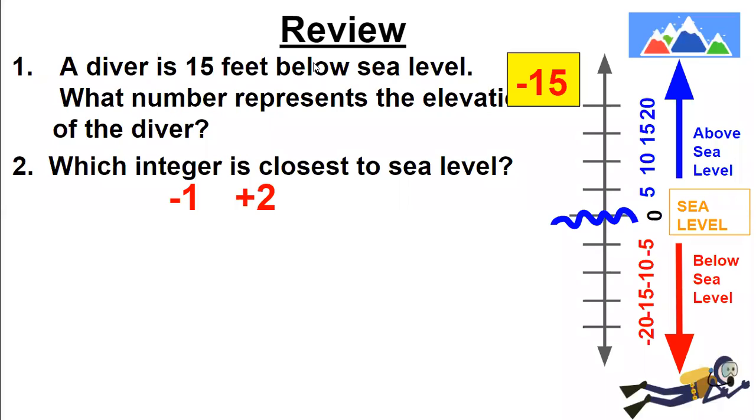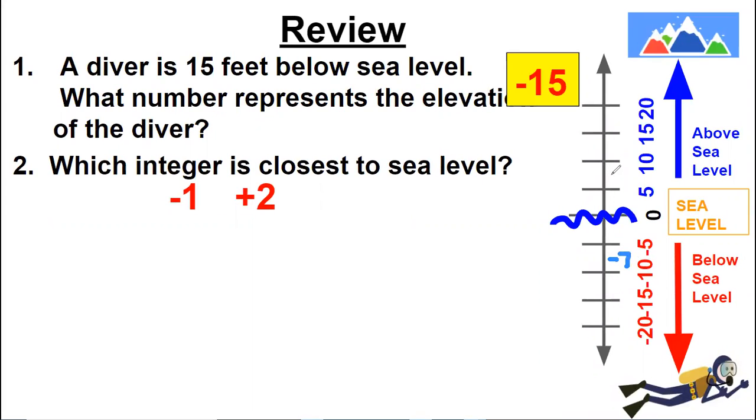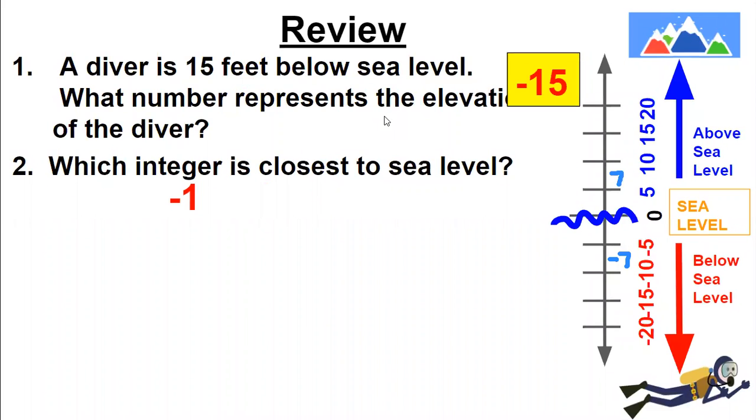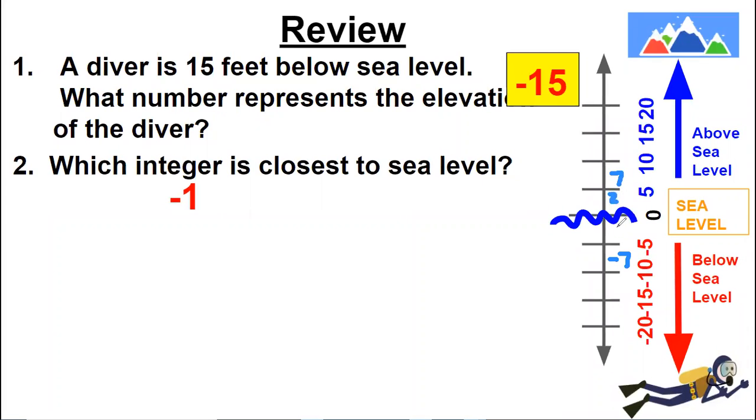Negative 7 is over here somewhere. Positive 7 is over here somewhere. And then we got negative 1 to choose from and positive 2. Which one are we going to get rid of? Exactly. Positive 2 is not as close to 0 as negative 1, right? This positive 2 is going to be somewhere like this. Negative 1 is really, really close to 0. It's only 1 unit away from 0. So negative 1 is the answer.